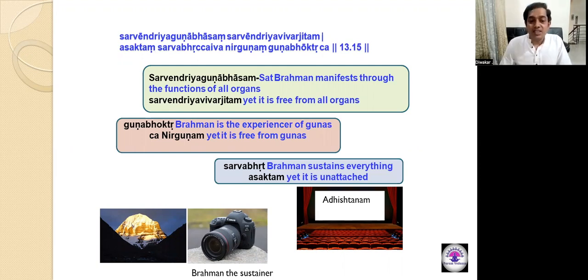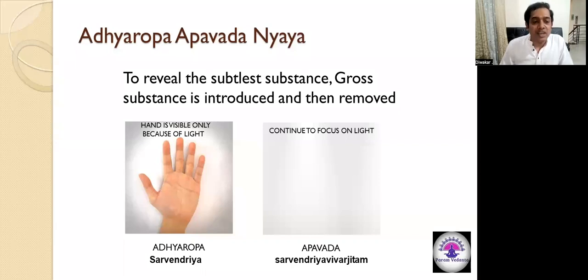In the next slide, we see the method of teaching employed here is the adhyaropa apavada nyaya. That is, in order to reveal the subtlest substance, one introduces a gross substance and then removes the gross substance. A common example used is the hand and light example. Although the light is all pervading, it is ignored because it is so subtle. So the Guru introduces the hand, which is the adhyaropa, and says the hand is visible only because of the light. Then the hand is removed, and this is called apavada, and the Guru advises us to continue to focus on the light.